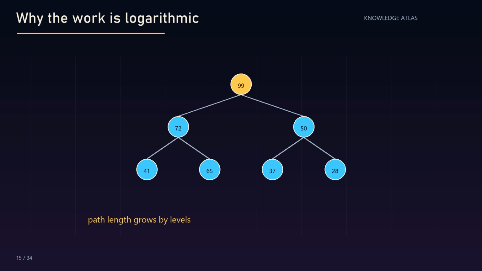The work follows the height of the heap. Because the shape is complete, doubling the number of items adds only one extra level. That is why insert and extract are logarithmic size path repairs.